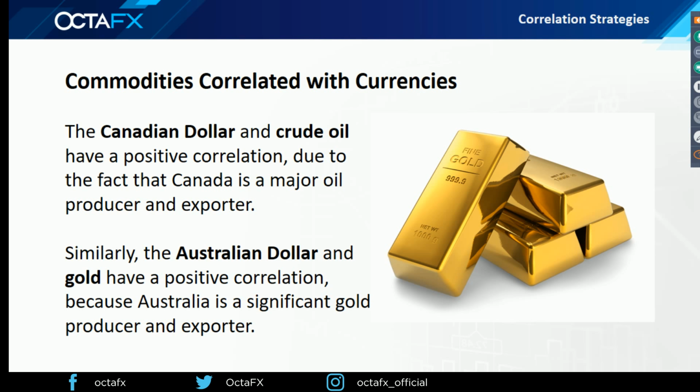So a move up in crude oil would be a move up in the Canadian dollar. You'd be trading probably the US dollar against the Canadian dollar, so you would expect a downward move off of an upward move in crude oil, because when you're buying dollar CAD, you're buying the US dollar and selling the Canadian dollar simultaneously. Likewise, with the Australian dollar, if there's major news in gold, you might see a reaction in the Australian dollar.